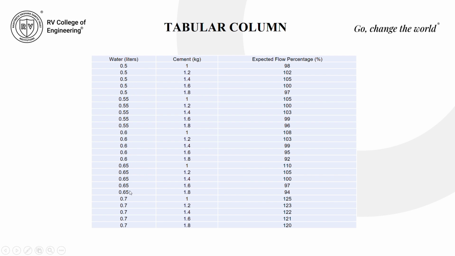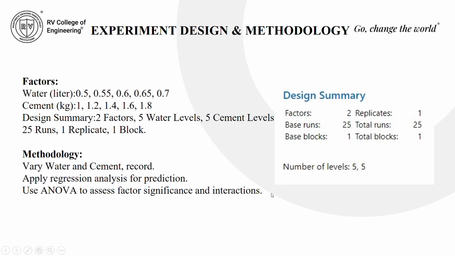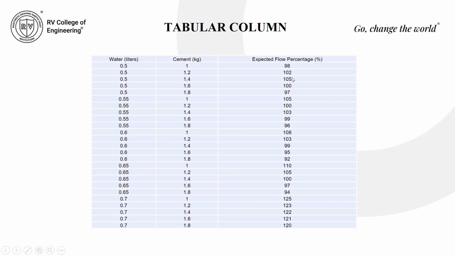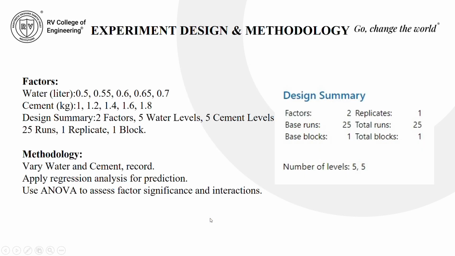In this tabular column, we can see that up to here we can accept all these values of the ratio of cement and water. Up to here the value is within plus or minus 5 percentage of 100, but here it is above 115 percentage. These values are all rejected.